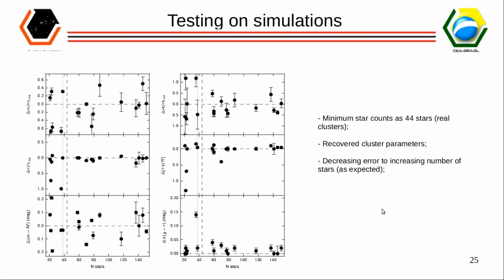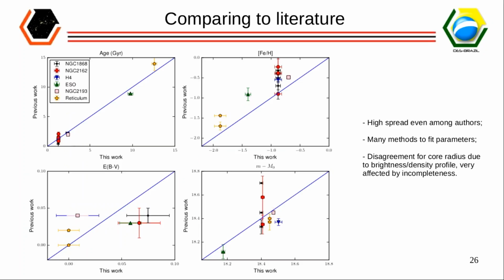So we apply this number for the real clusters as 44, the 44 stars. Comparing to the literature, we do not have a bias in our determinations. The literature is basically poor for this outer sample and presents a high spread among authors. For the clusters fitted by isochrones, the models are older than we are comparing to.